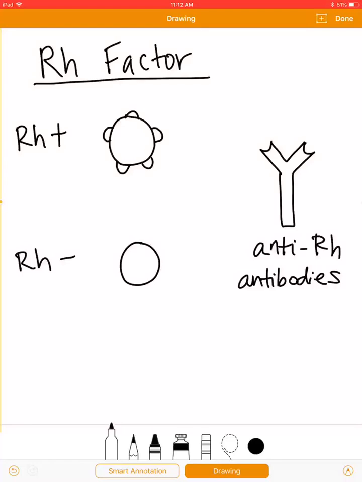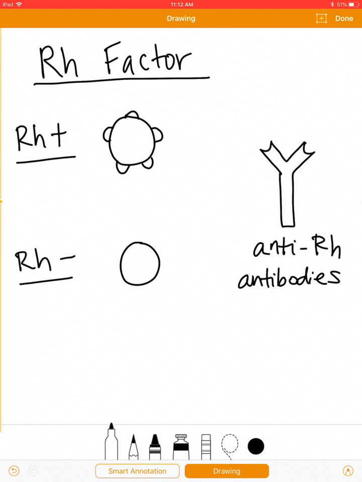Okay guys, so in the last video I went over ABO blood groups. So in this video I'm going to talk about RH factor. Now RH factor is similar to ABO blood groups in that either you have RH antigens present on your red blood cells or you don't. If you have RH antigens present on your red blood cells, like in this first picture here, you're considered RH positive. Okay. If you don't have Rh antigens present on your red blood cells, you're considered Rh negative.